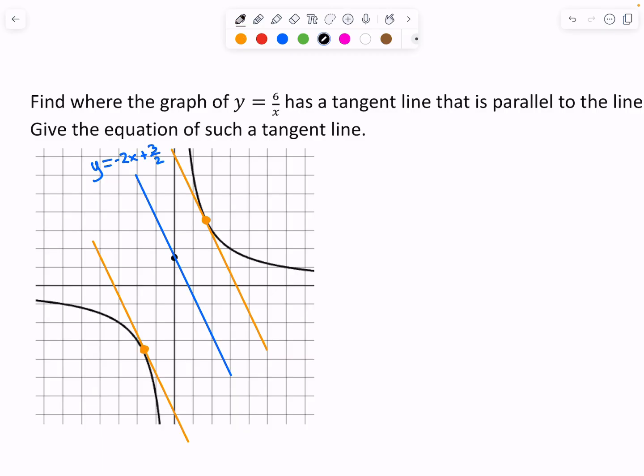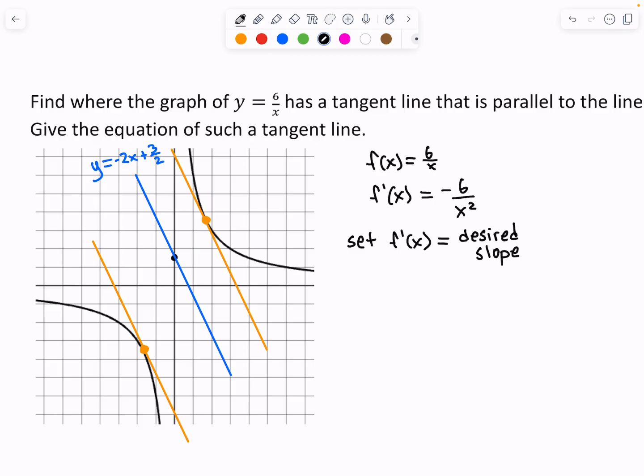We know that if our function that's graphed in black here is 6 over x, its derivative, which we just computed above, will be negative 6 over x squared. What we want to do is figure out what input you would need to plug in here so that the output is the same slope as the blue line. This is what we're trying to figure out. So we're going to set f prime of x equal to the desired slope, creating an equation that I can solve for x. Well, f prime of x is negative 6 over x squared, and the desired slope is negative 2. And we can solve this equation for x.